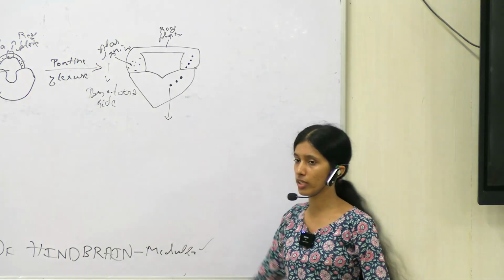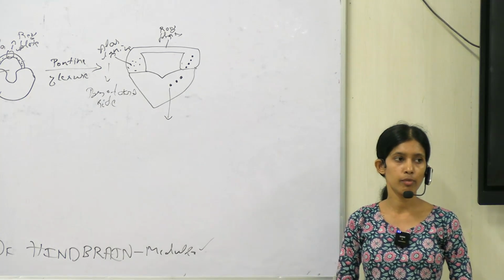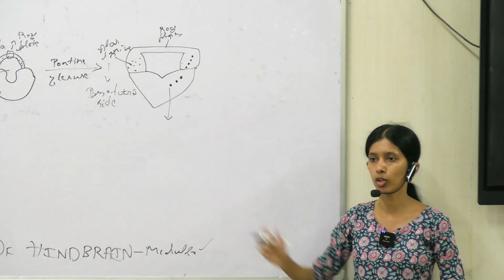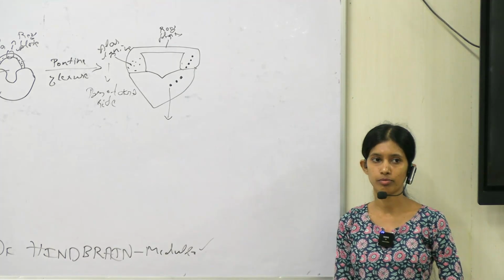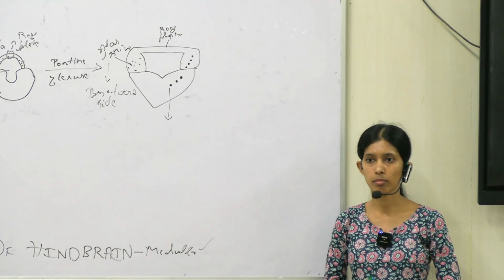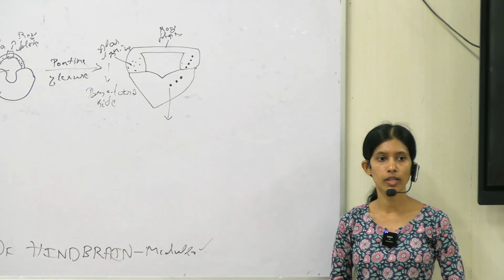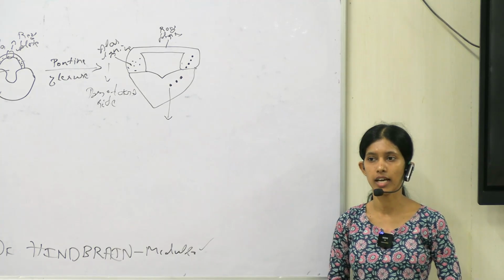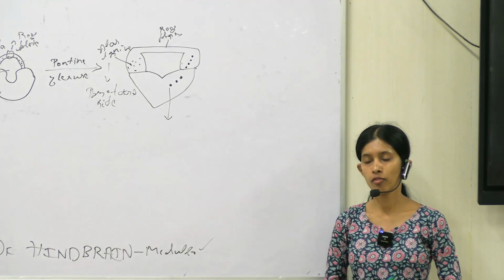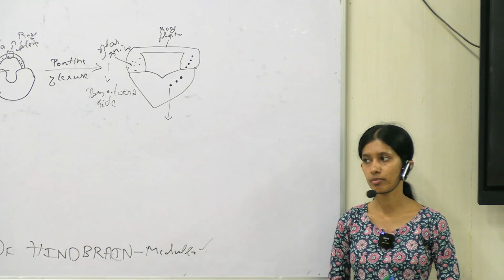What are the columns we can see here? Can you name them? What columns can we see in the basal and alar lamina?